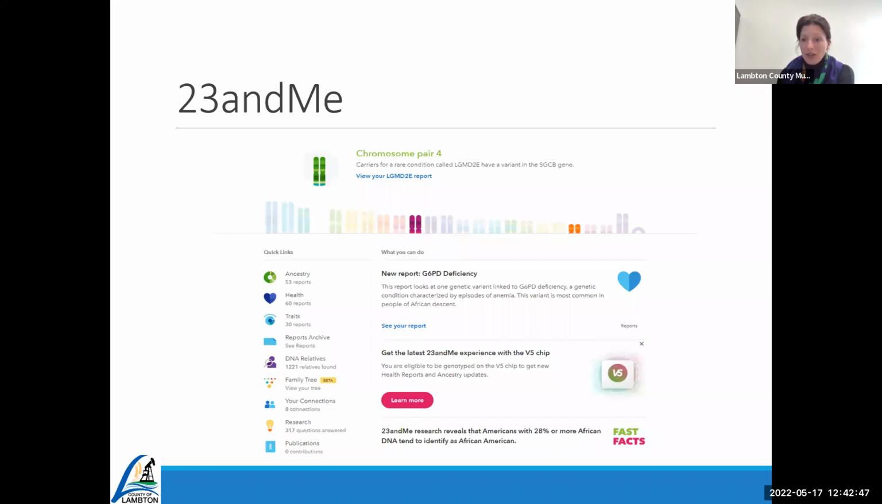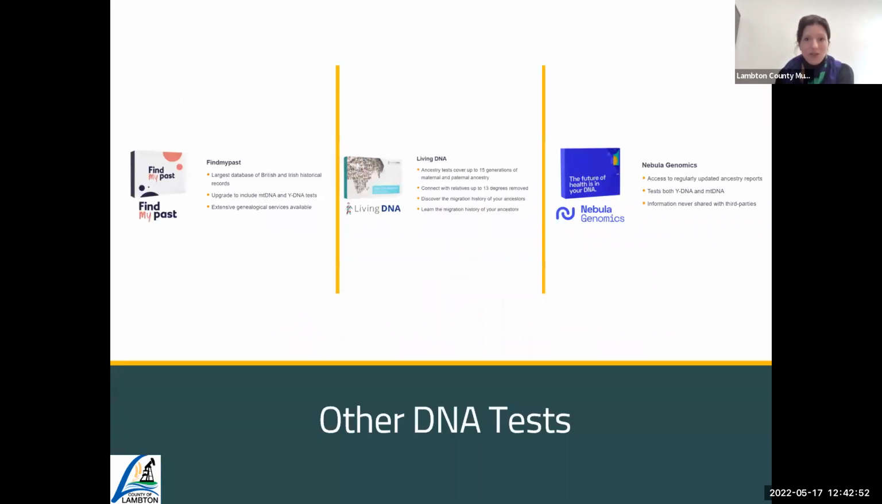Now, these are not the only two. There are a ton out there. Here are three others, so these are a few other common ones you'll likely come across, again, with their each pros, cons, and opportunities available. So for those of you who have a very strong Irish and British background, you might be interested in Find My Past.